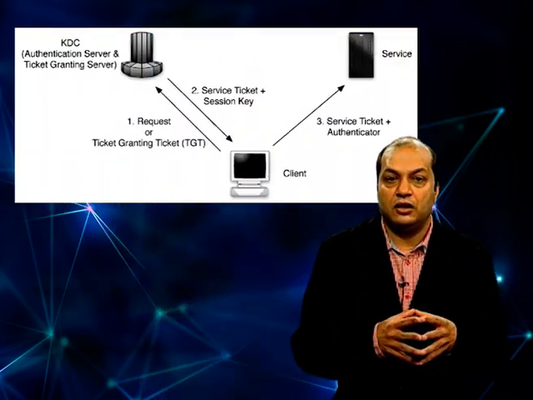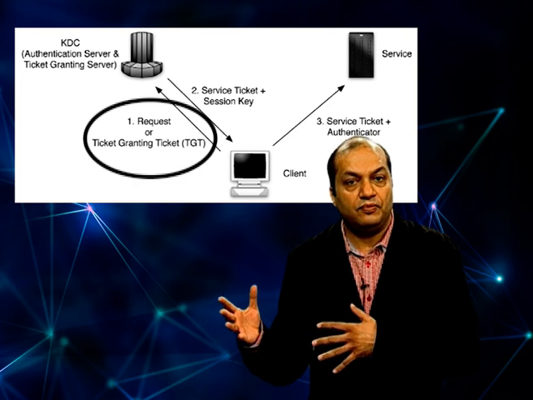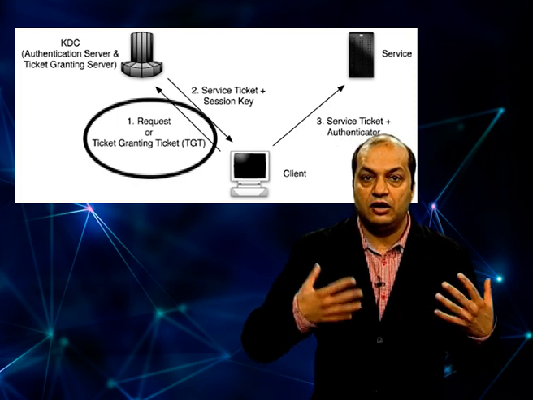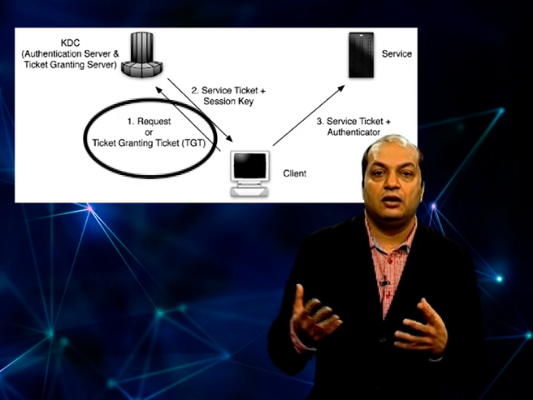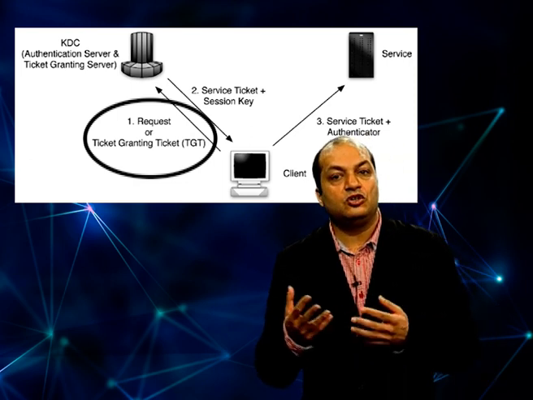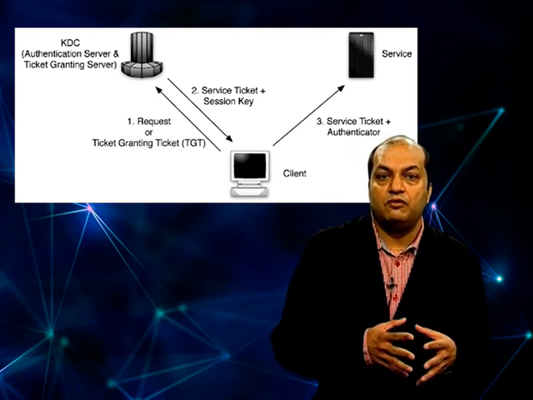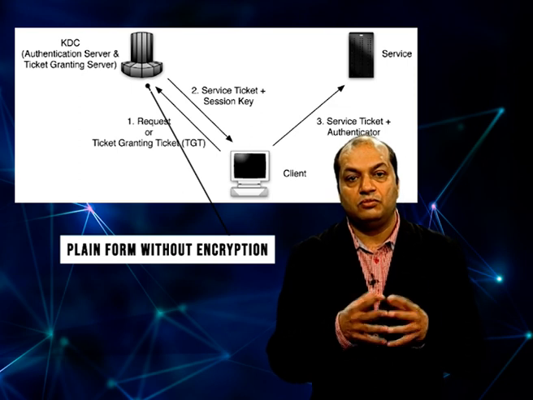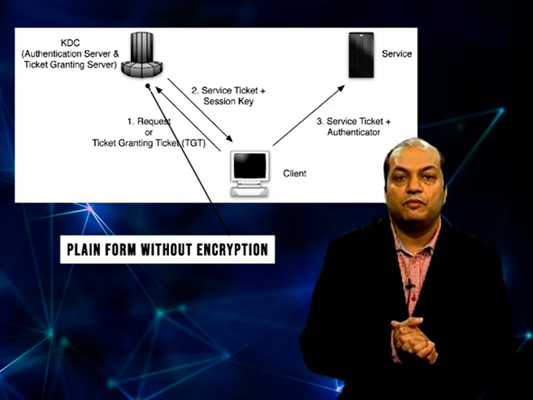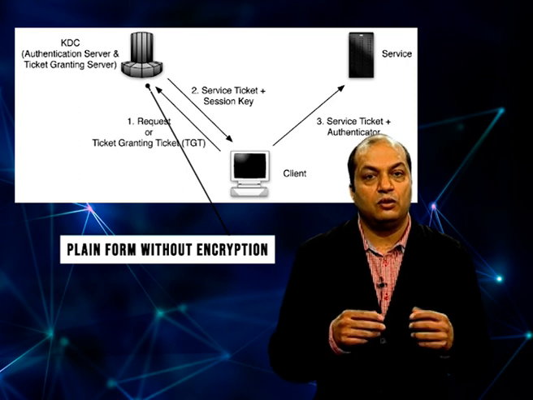Now, let us see phase 1 in detail, in which there is a communication between the client and the KDC. KDC is the key distribution center. Here, the client submits a request to the KDC that he is a user of the enterprise, so he should be given a ticket by which he can talk to the application server. The request and the client's identity information go to the KDC in plain form without any encryption. The client password is retained in the client's local system.